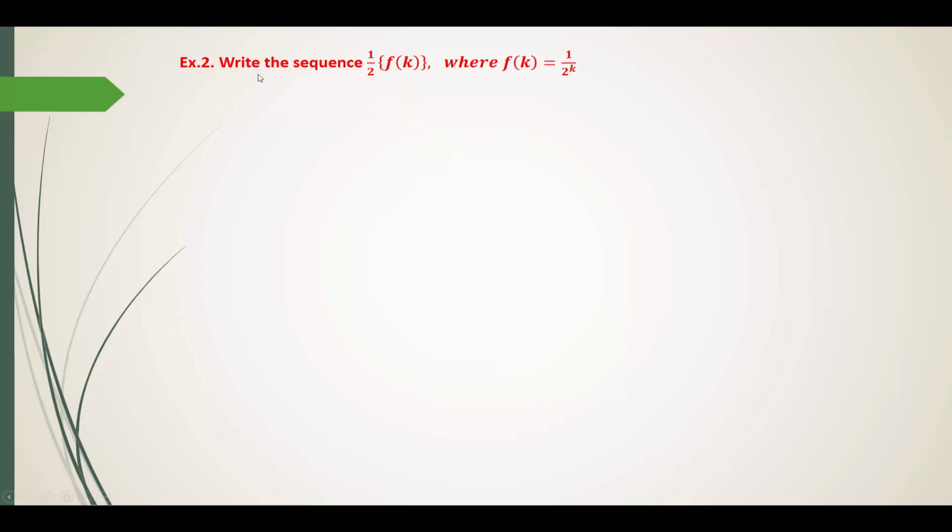Next, example two. Write down the sequence 1/2 times the sequence f of k, where f of k is 1 upon 2 raised to k. Solution: 1/2 times the sequence f of k equals the sequence 1/2 times f of k, which is 1 upon 2 raised to k, equal to the sequence 1 upon 2 raised to k plus 1.